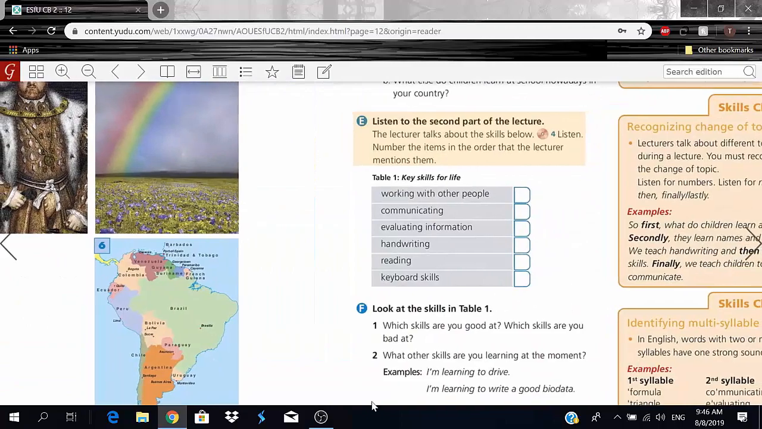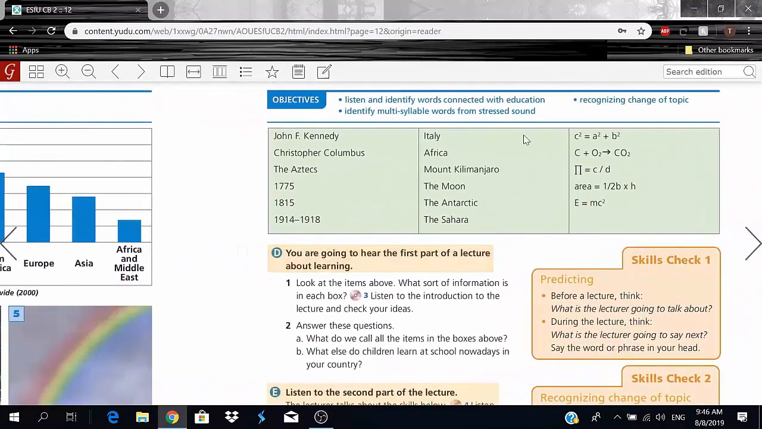Now let's move on, you guys. Okay, so here we have some words, obviously again related to different subjects. So here we have John F. Kennedy, I think this was the president of the United States, I think in the 1960s. Don't quote me on that one, we'll find out soon. Then we have Christopher Columbus, the Aztecs, 1775, 1815, 1914 to 1918, obviously these are history dates. Italy, Africa, Mount Kilimanjaro, the Moon, Antarctic, the Sahara, and here we have I think this is a triangle formula in mathematics, and this is a chemistry formula if I am correct.